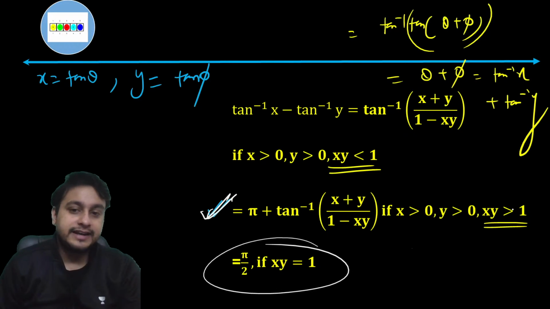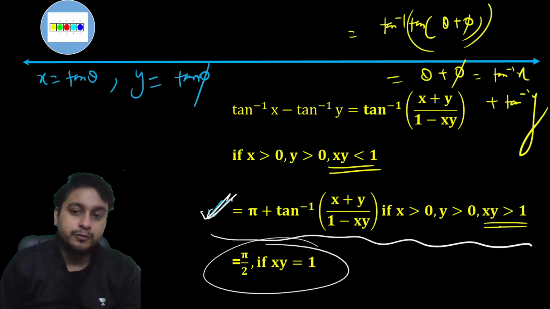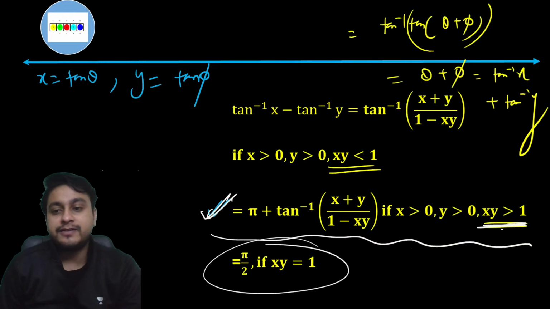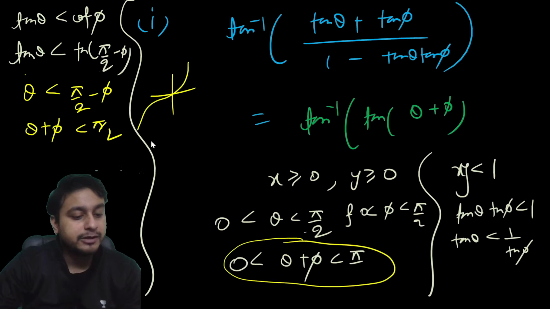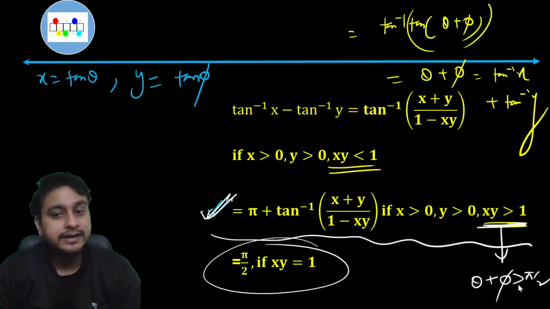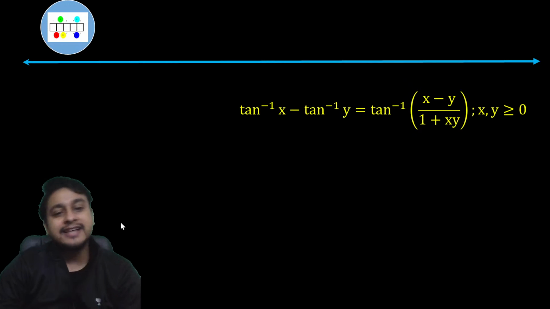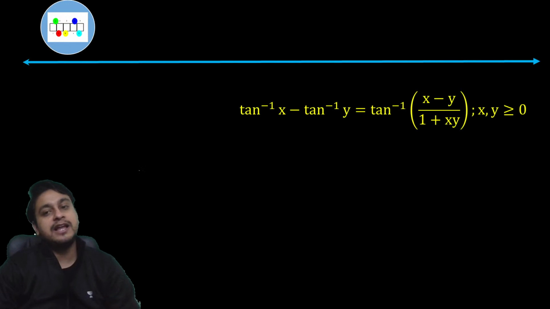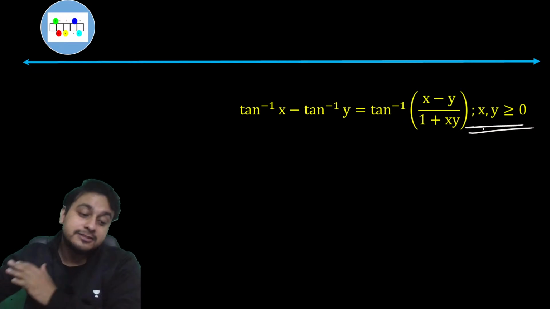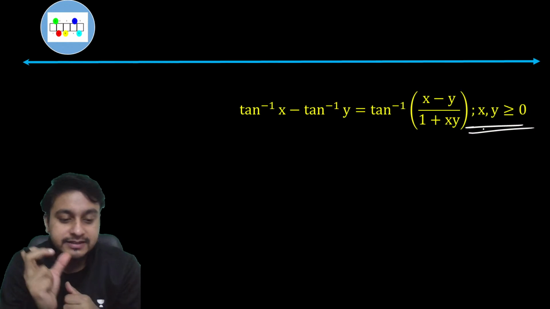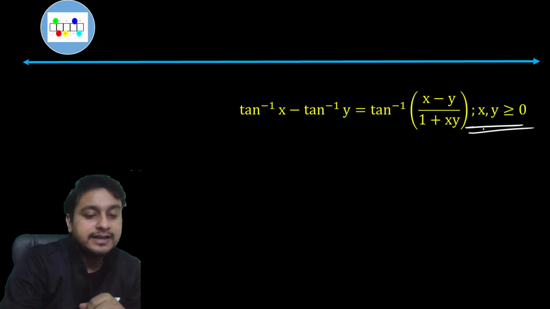Second one, you can try it out quickly, very easily. I've told you, here you will get theta plus phi greater than pi by 2. You can see from here, as we are getting less than pi by 2 in this condition, we'll get greater than pi by 2 here, and you can proceed from there. Last but not the least, a very easy formula: tan inverse x minus tan inverse y. Simple concepts, simple formulas, and you can do it from there.